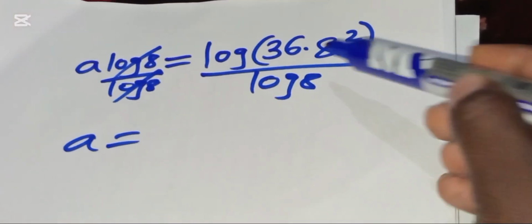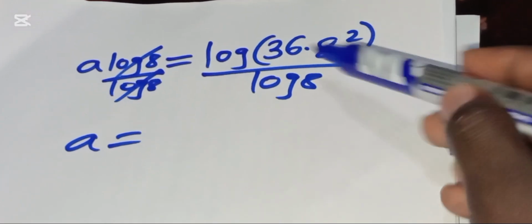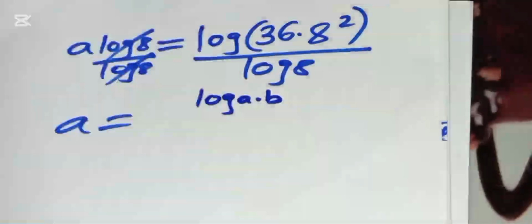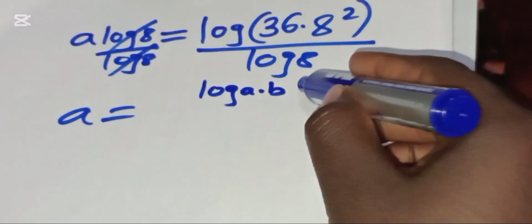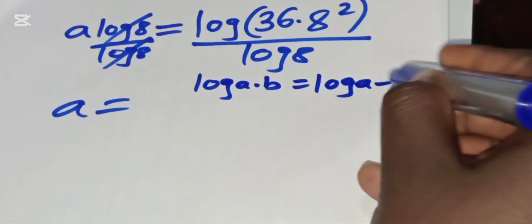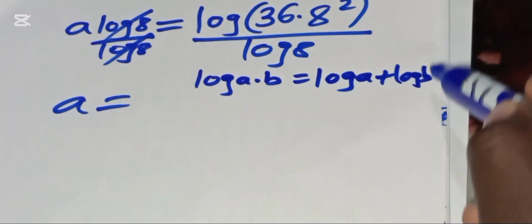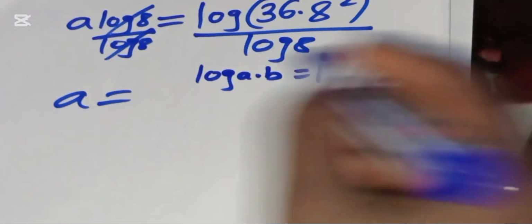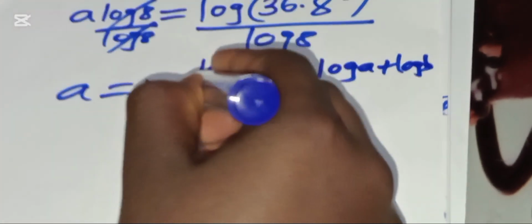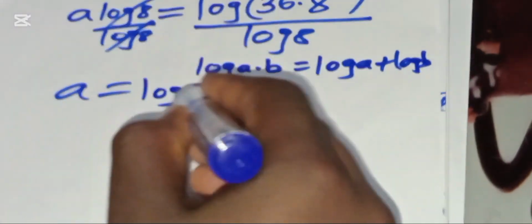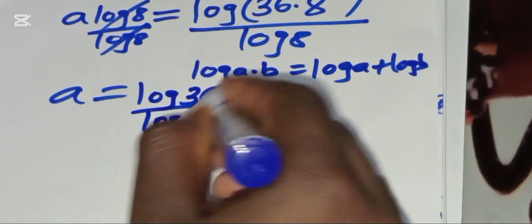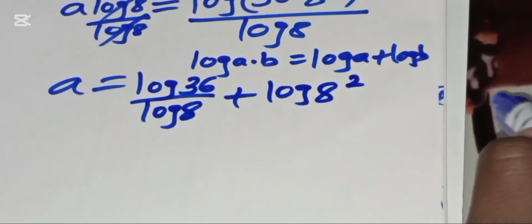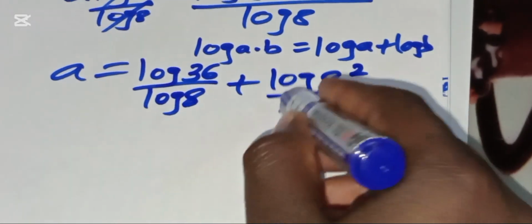Now log of 36 multiplied by 8 squared, this is actually in the form of log a multiplied by b. This can be expressed as log a plus log b. So applying this logarithm property, this becomes log 36 divided by log 8, plus log 8 raised to power 2 divided by log 8.